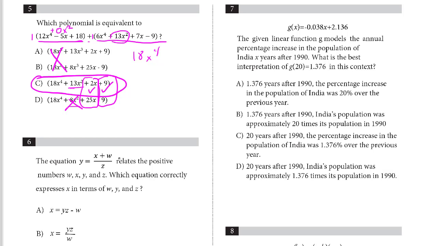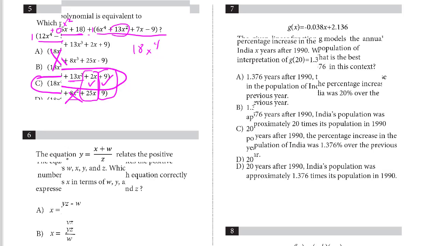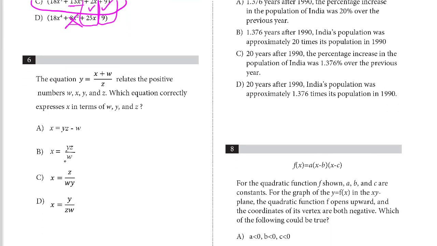Okay. Number 6. The equation y equals x plus w over z relates to positive numbers w, x, y, and z. Which equation correctly expresses x in terms of w, y, and z? So if we scan the answer choices here, we can see everything is solving for x. So we need to solve for x. Well, how do I do that here?